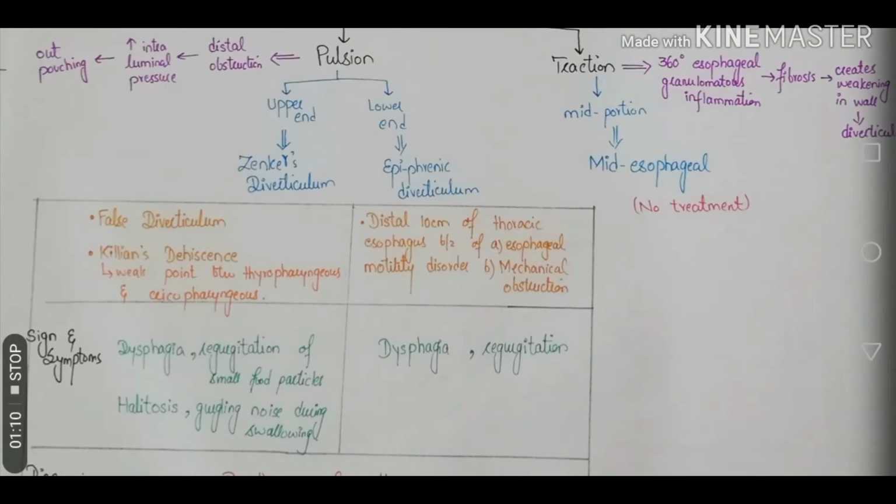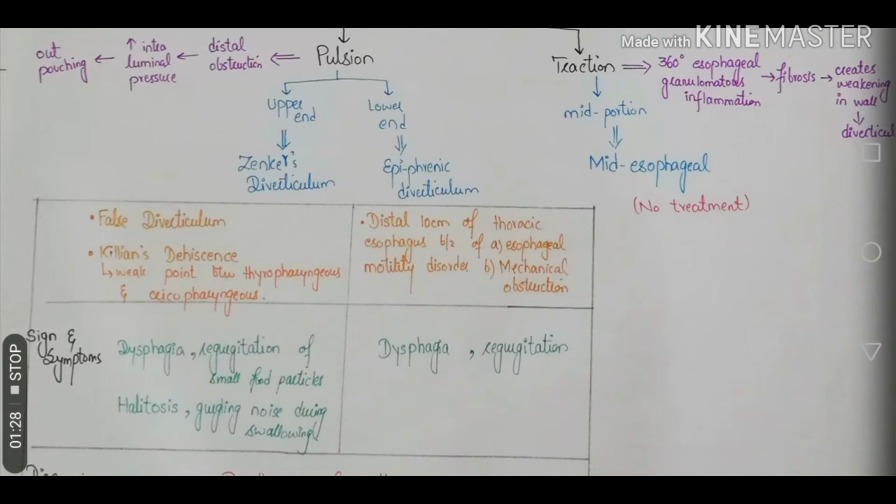On the other hand, talking about the two types of the Pulsion esophageal diverticulas, the one that is present in the upper end is known as Zenker's diverticulum, and the one that is present at the lower end is known as epiphrenic diverticulum. Let me compare and contrast different features of these two diverticulas.